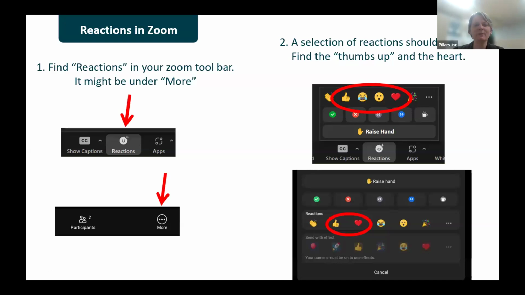First question, do you prefer coffee or tea? If you are a coffee devotee, give me a thumbs up. And if tea is more your speed, give me a heart. Look at that. Definitely a coffee crowd here this morning.